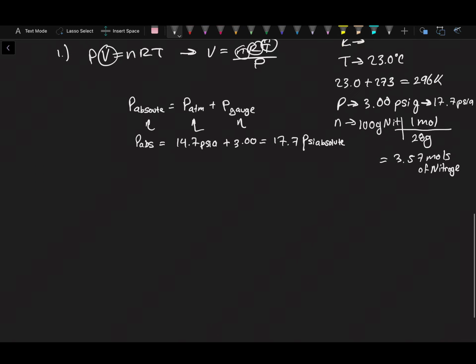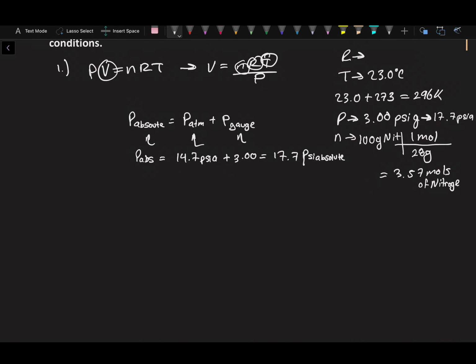So at this point we just plug stuff in and get our final answer. 3.57 moles, your R value, which I'll hold till the last part of this problem, and then temperature 296 Kelvin, all over pressure, and that's going to be 17.7 psia.